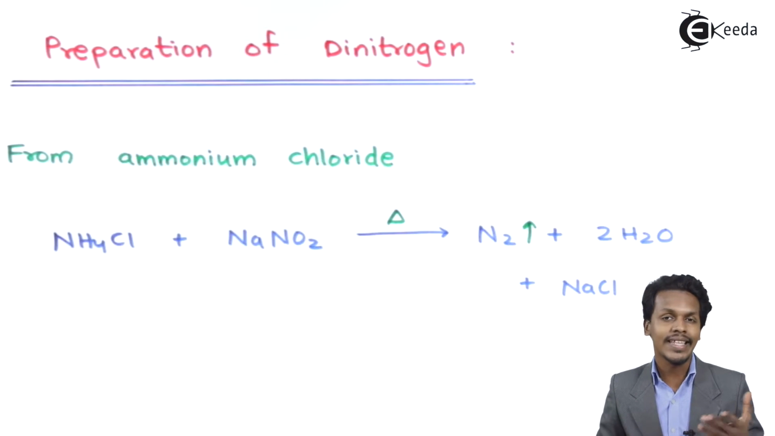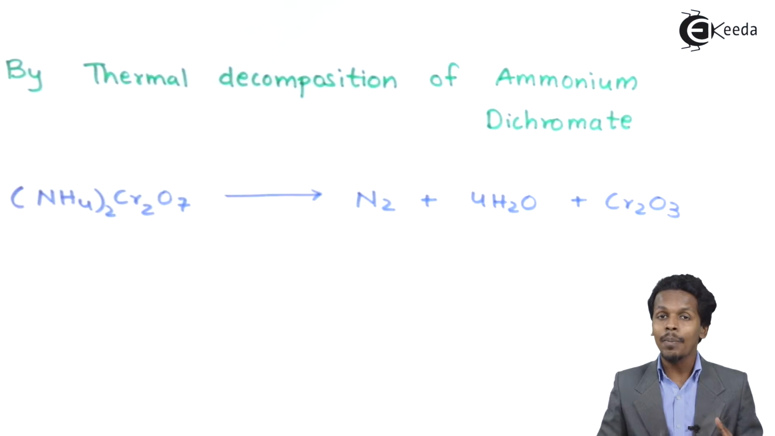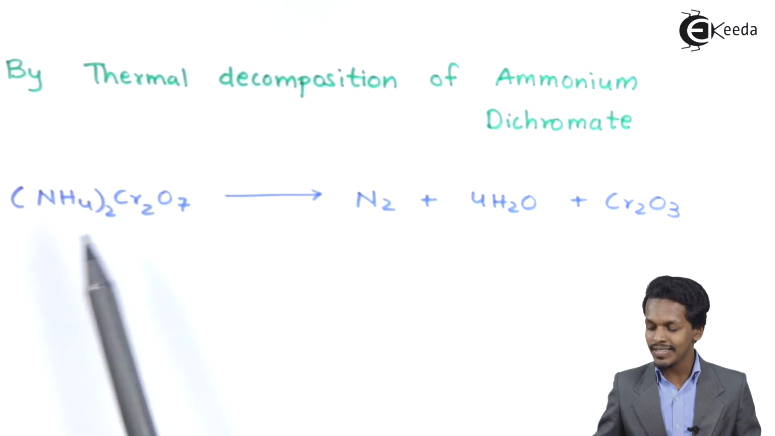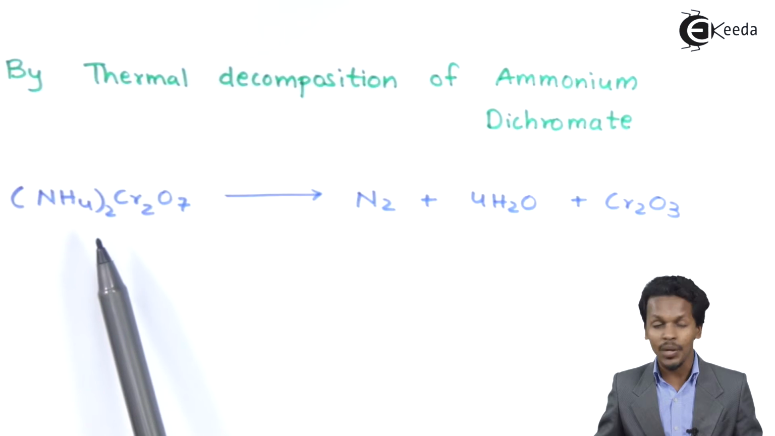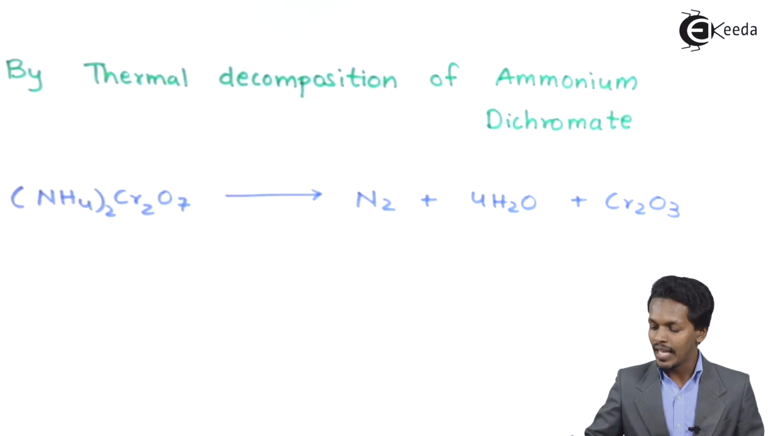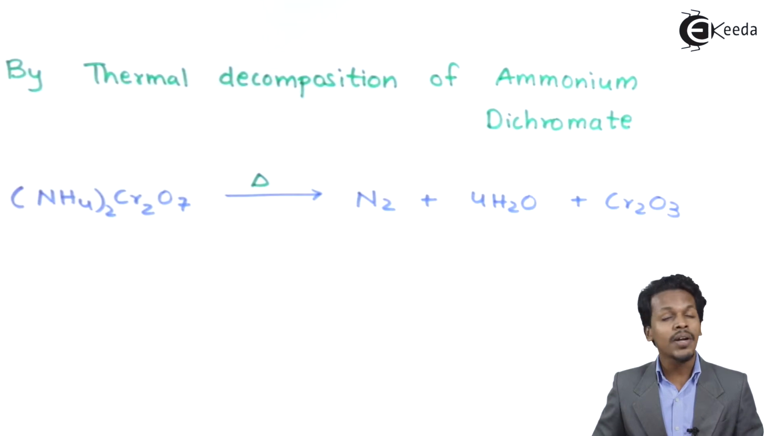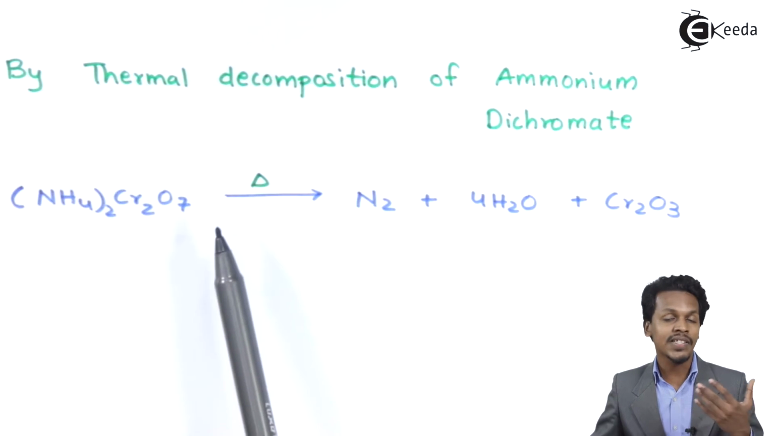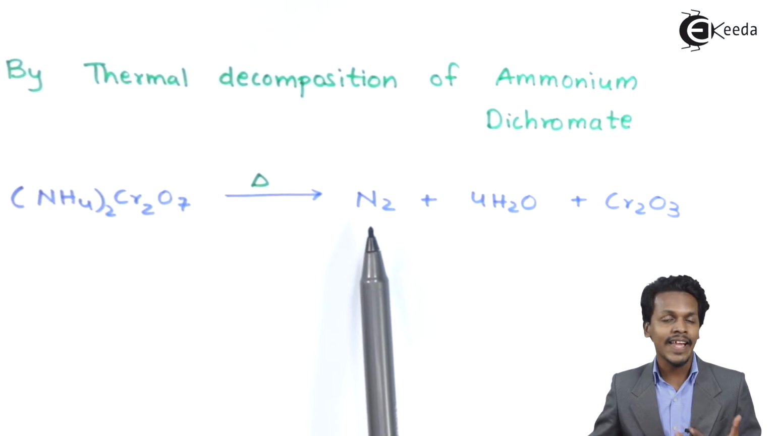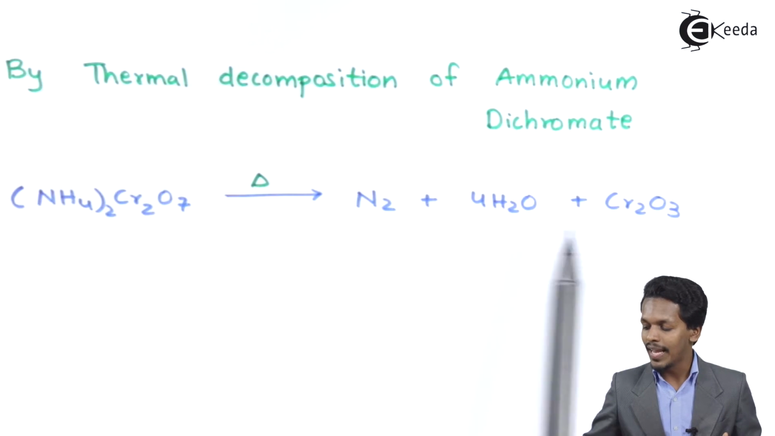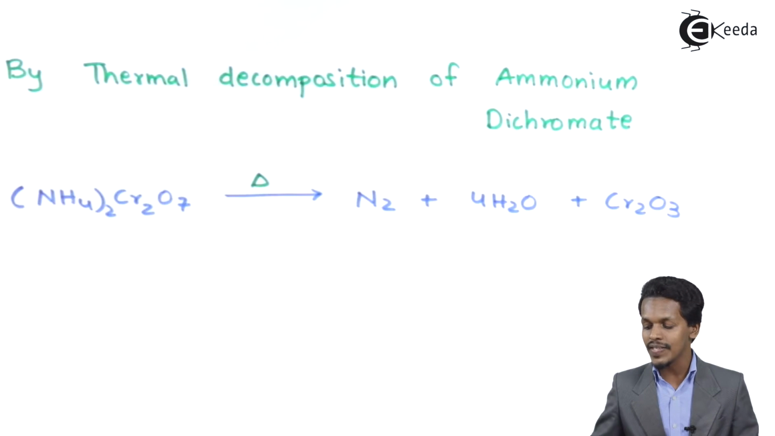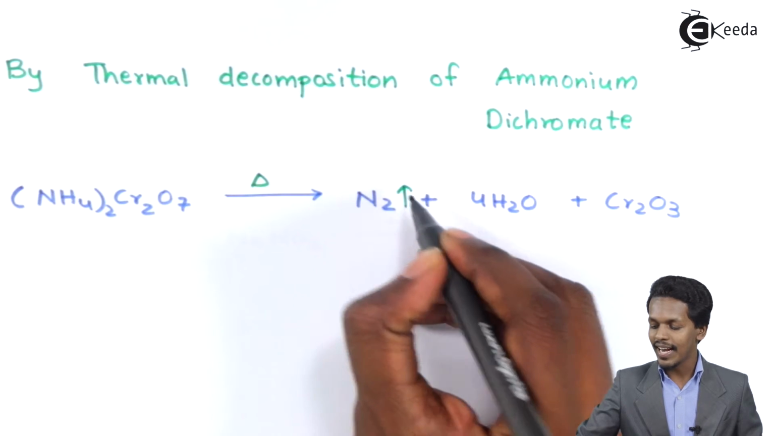Now let me talk about the next reaction. The next reaction is that we can obtain dinitrogen by thermal decomposition of ammonium dichromate. This is the chemical formula of ammonium dichromate: (NH4)2Cr2O7. Whenever we write thermal decomposition, we have to provide a certain temperature so that this molecule gets decomposed, so as to obtain N2 as the main product, while H2O and Cr2O3, that is chromium oxide, are removed as byproducts. So this is how we can obtain dinitrogen.